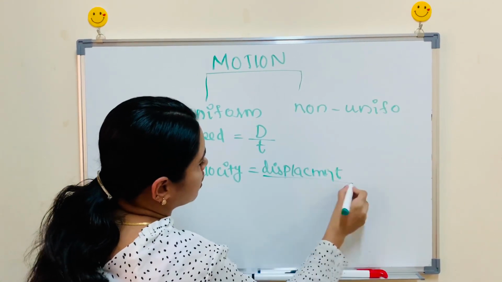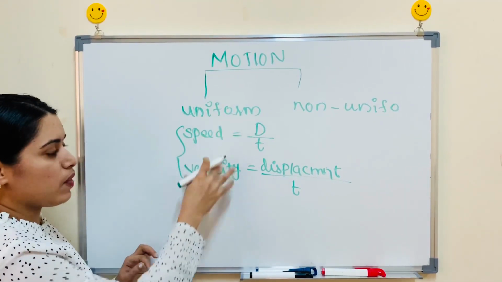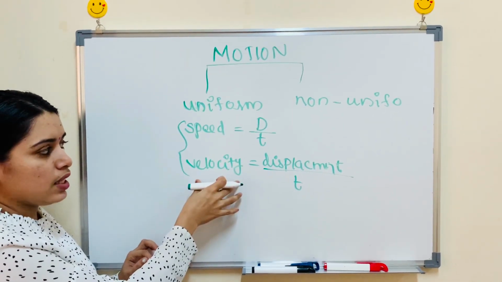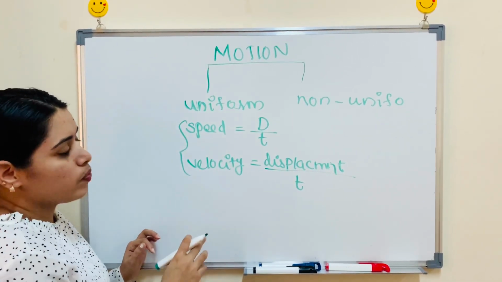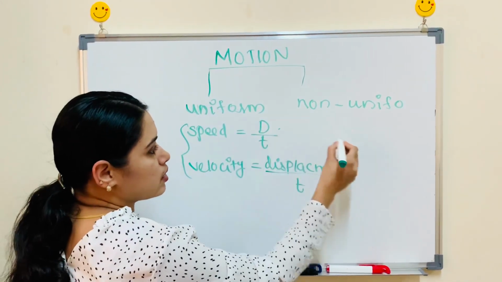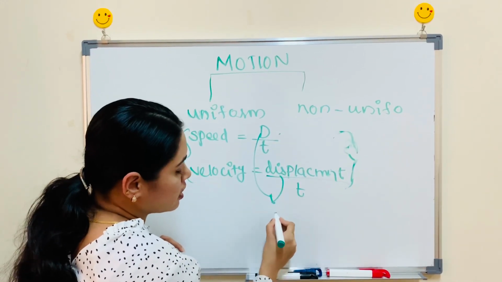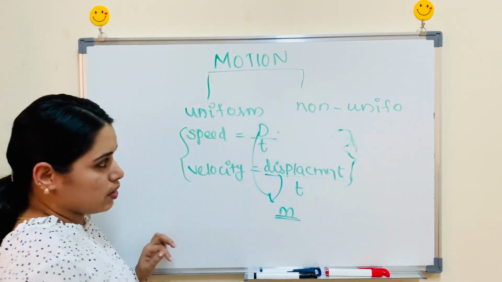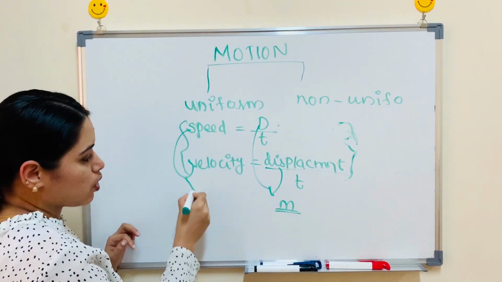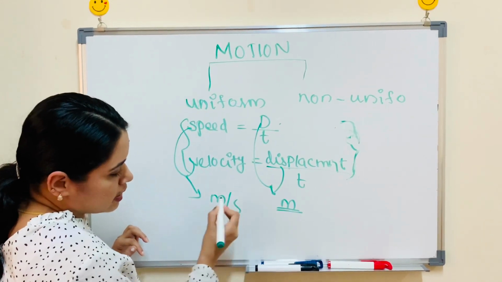divided by time taken. Then what is the difference between speed and velocity? We studied speed is a scalar quantity and velocity is a vector quantity. Now the unit of distance and displacement is same. The unit of distance and displacement is meter, the SI unit. Then what is the unit of speed and velocity? The unit of speed and velocity is also same, that is meter per second.